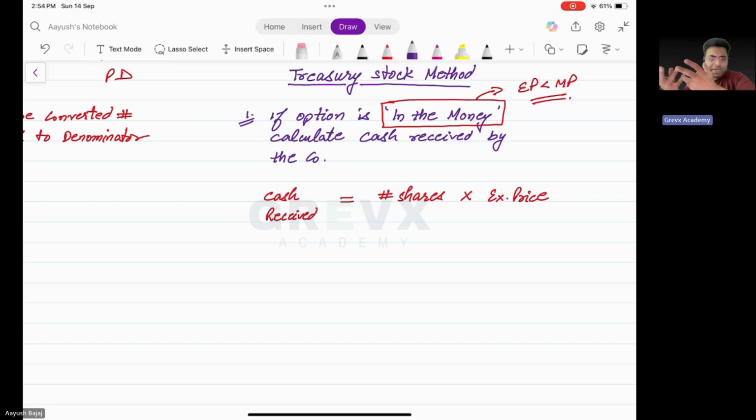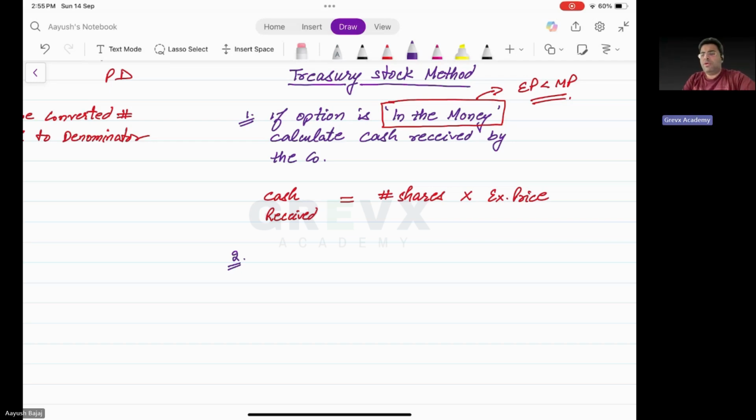So I will have to pay $20 to the company. Let's say 100 shares. No, you will not take the lower. You will only do this if the exercise price is less than the market price, and you will use the exercise price, okay. This is the in the money.